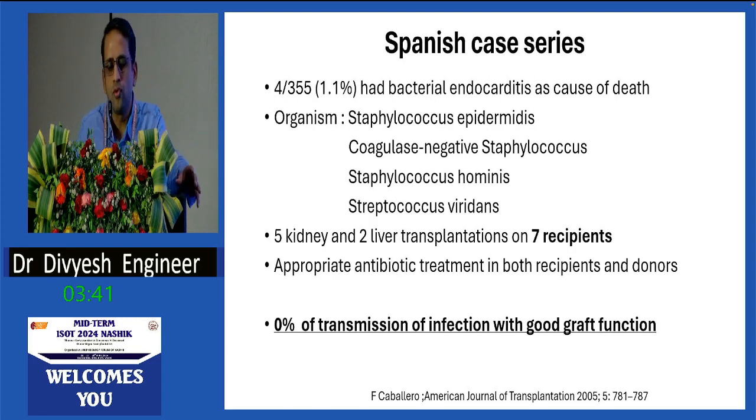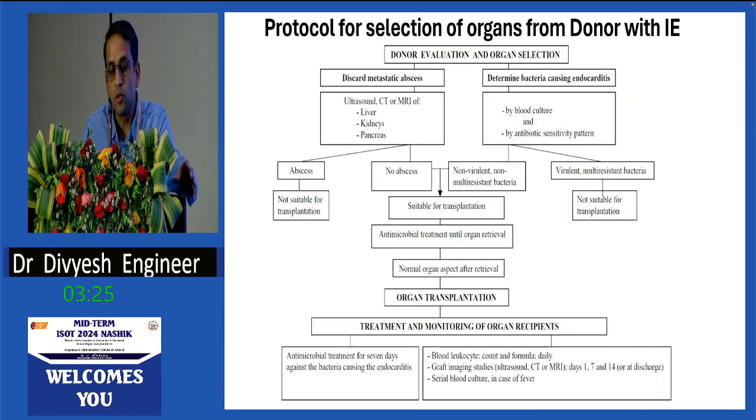Now we have two series. One is the initial series from Spain. What they found was, in 3 years, 4 donors had endocarditis, and they did 7 transplants, 5 kidney transplants and 2 liver transplants, and there was a 0% risk of transmission with good graft function. But that protocol was very stringent.